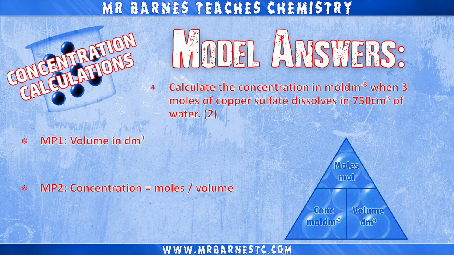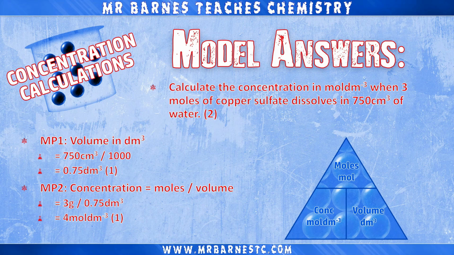This question asks you to calculate the concentration in moles per decimeter cubed. The first mark is for converting the volume into decimeters cubed, so divide 750 by 1000, giving you a volume of 0.75 decimeters cubed for your first mark. And then the second mark is for the concentration calculation, which is moles divided by volume, so 3 divided by 0.75, giving you 4 moles per decimeter cubed for your second mark.